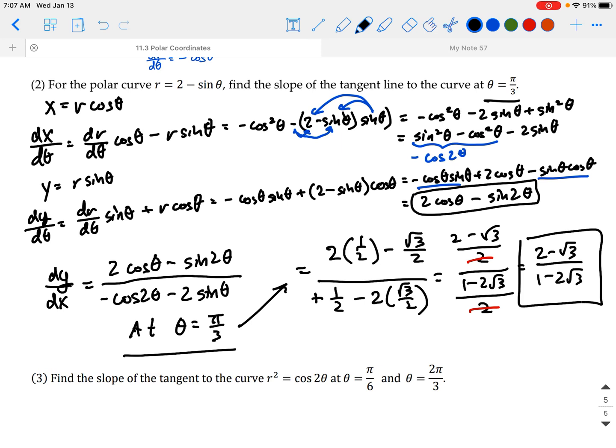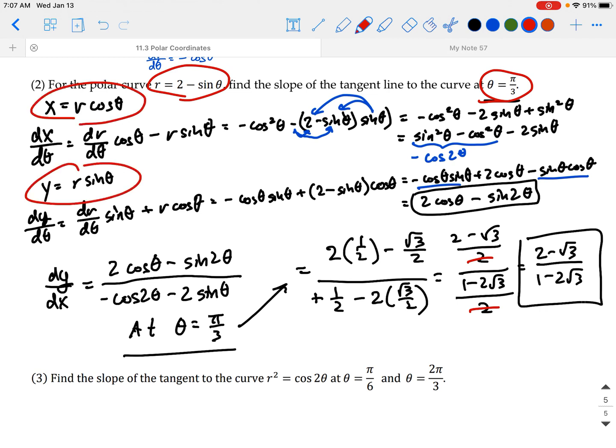And note we could go further and find the actual tangent line equation. In order to find the tangent line equation, we would use theta and r to solve for our x values.